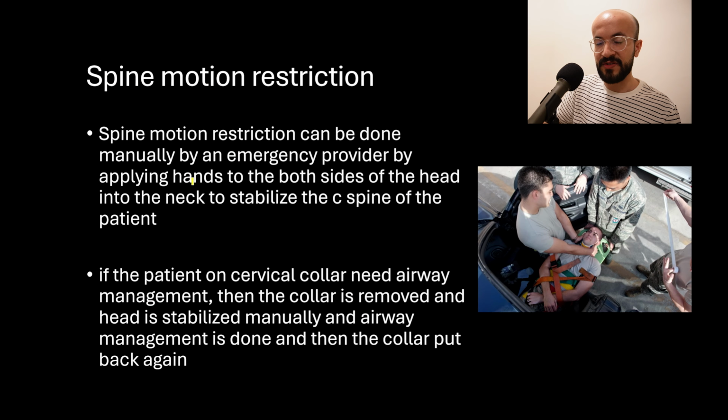Now spine motion restriction can also be done manually by an emergency provider by applying hands to both sides of the head and neck to stabilize the C-spine of the patient. Like you can see in this picture here, both hands are applied to the head and neck area to prevent movement, and it can be done from the other side. Also, the hands can be applied like that to stabilize the head and neck area.